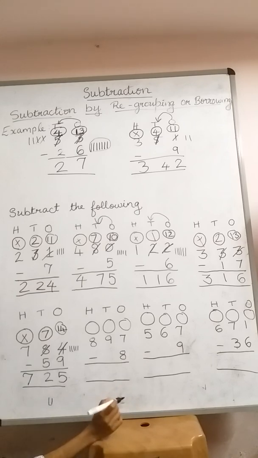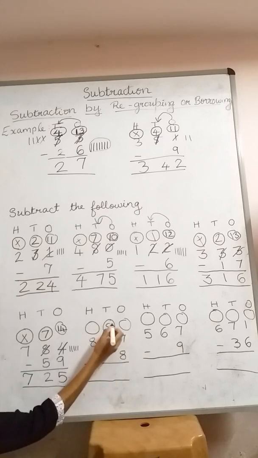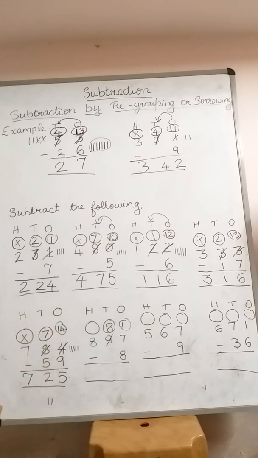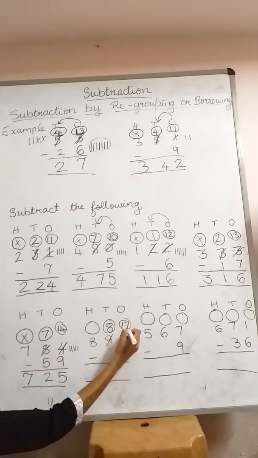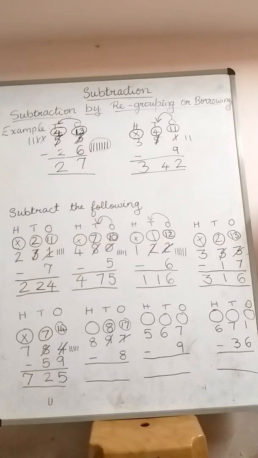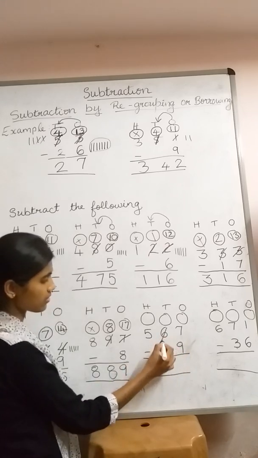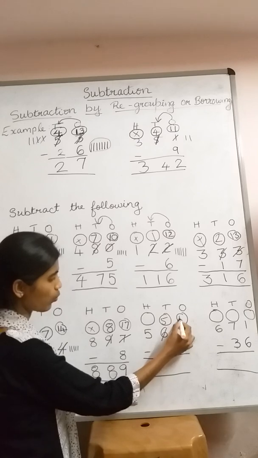7 minus 8 is not possible. Strike, write here 8 and write here 1. Then strike this and write here 7. 7 changed to 17. 8 afterwards say 9, 10, 11, 12, 13, 14, 15, 16, 17. Count the lines: 1, 2, 3, 4, 5, 6, 7, 8, 9. 8 bring down because there is no number. And here also no number. Write 8 down. 880.